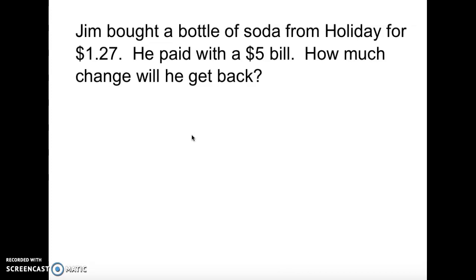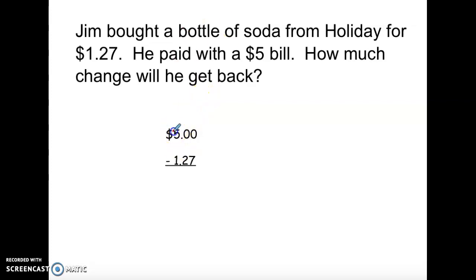For this one, we're just going to pick the method. This one we'll do the subtracting method to check. So we start with our $5 bill, and we are going to subtract the $1.27. And there's our problem.